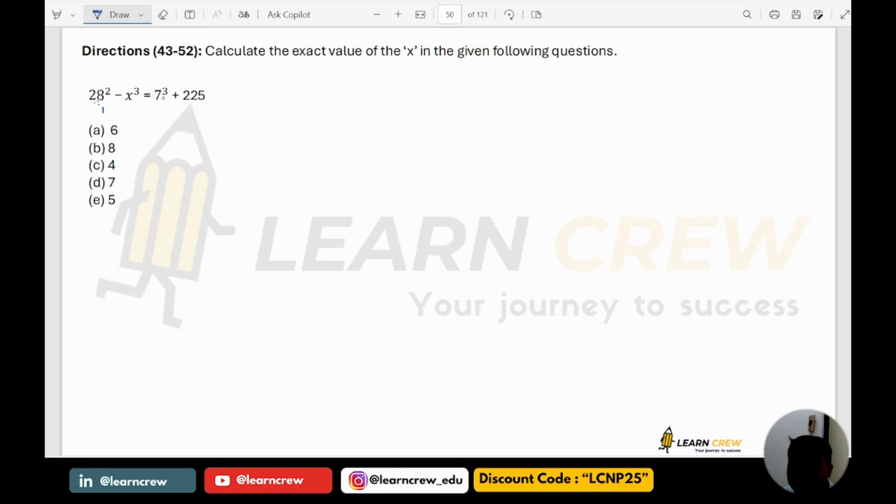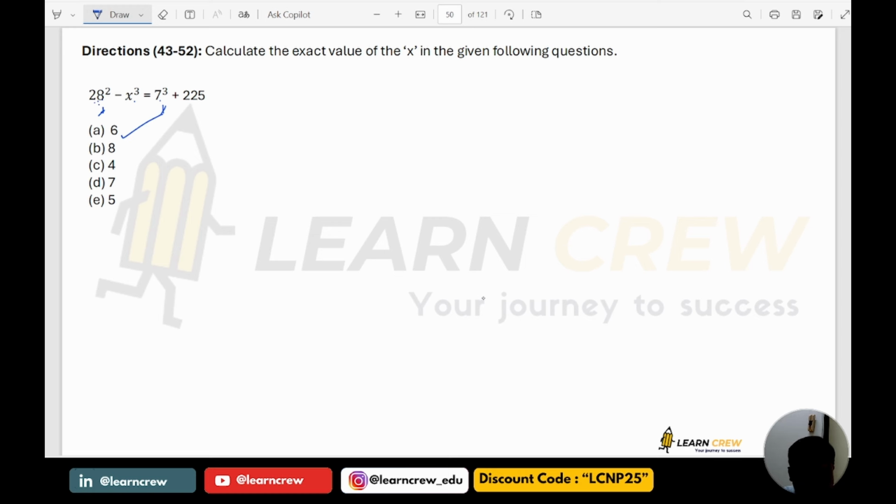And 7 cube is 343. 3 plus 4 is 7, plus 3 is 10, which is 1. So this cancels the digital sum. Now the digital sum from x has to be 9. So 5 will not satisfy, 7 will not satisfy, 4 will not satisfy, 8 cube also won't satisfy. So the answer is 6.